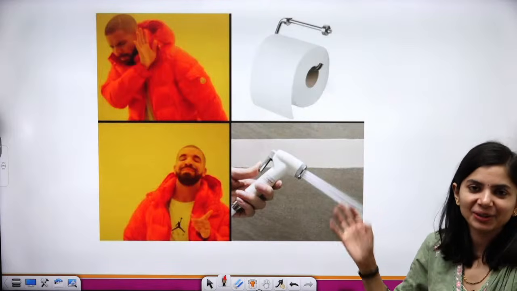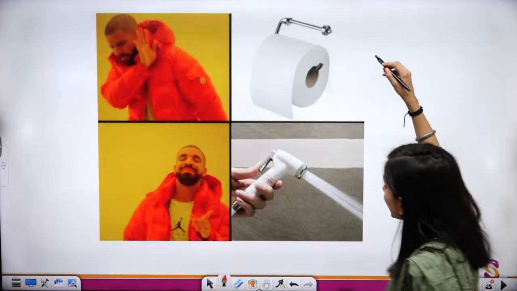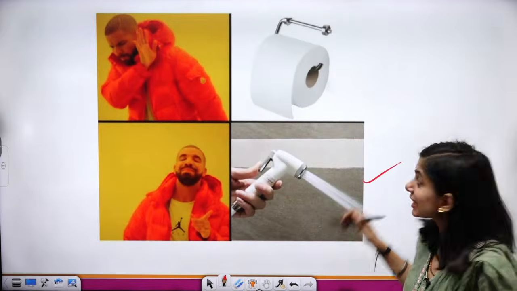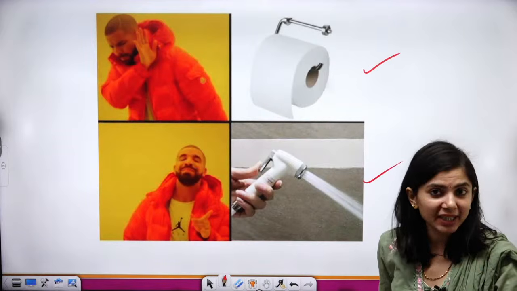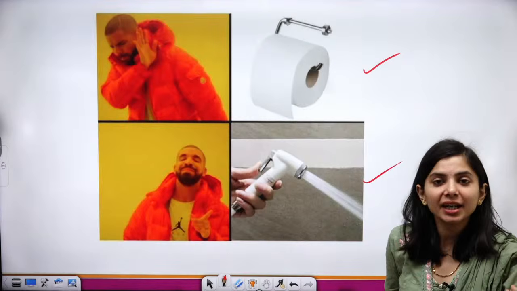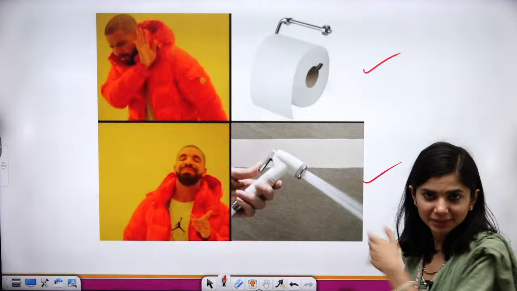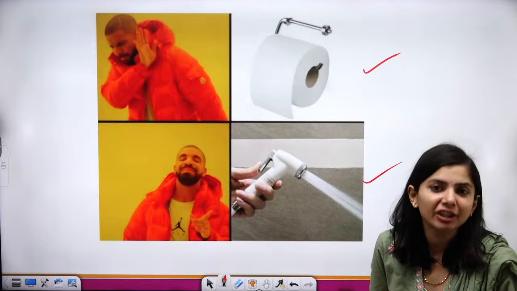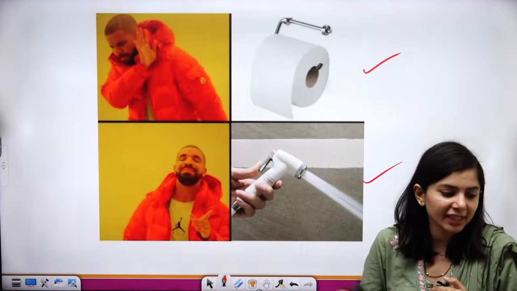I know it seems very funny, but yes, in India we prefer this, and in Western countries they prefer this. When people from India go to Western countries and cannot find a water supply in the washroom, it is going to be very shocking for them. So there is some cultural shock also when we change areas.